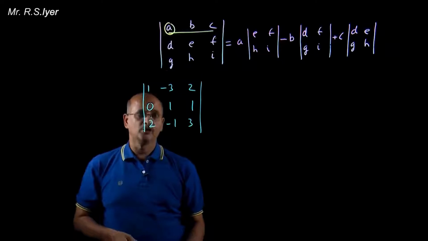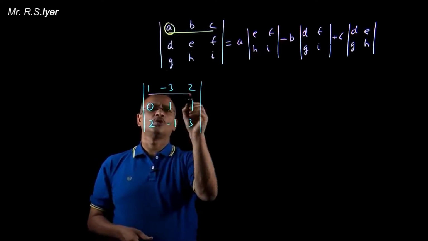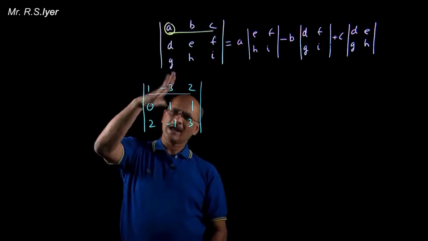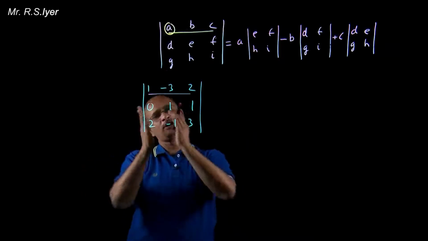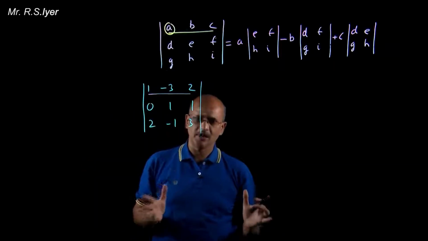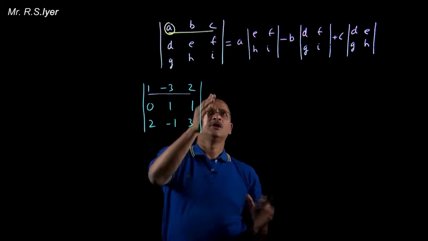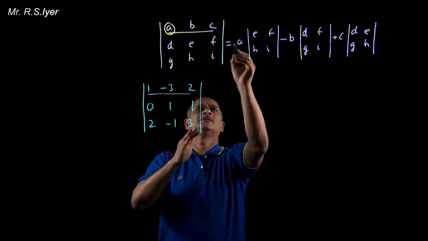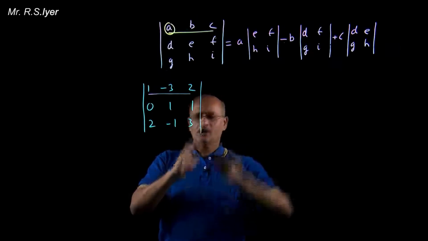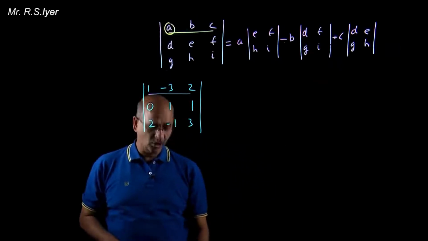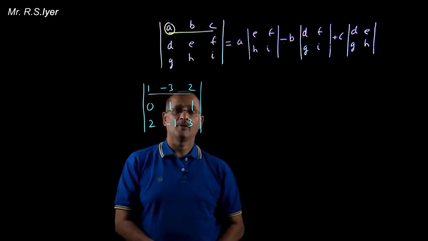As scheduled, I am taking the first row as the base row and opening up the determinant. You can take any row or any column and open the determinant, but the sign convention of the first row is plus, minus, plus. So follow that same convention here. Let us see how we go about it.